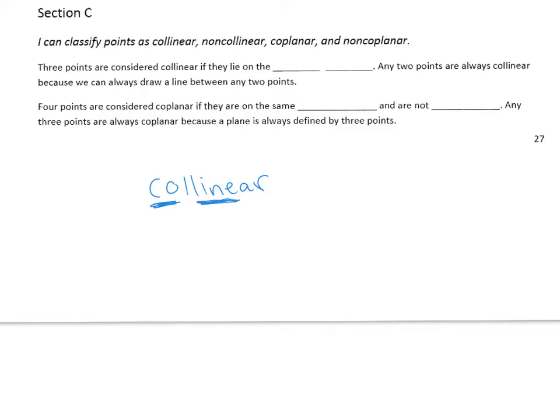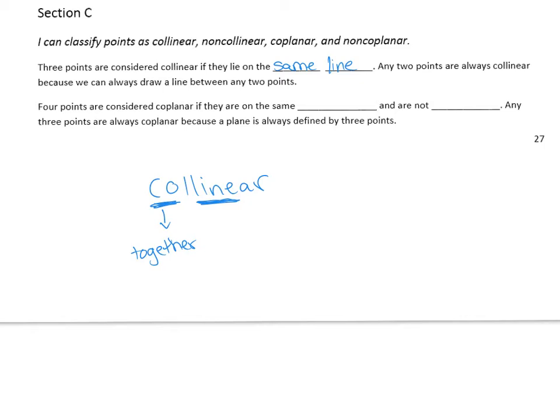Well, co means together, right? So if you are co-workers, you work together. And we all know what line means. So 3 points are considered collinear if they lie on the same line. They're together on the line.